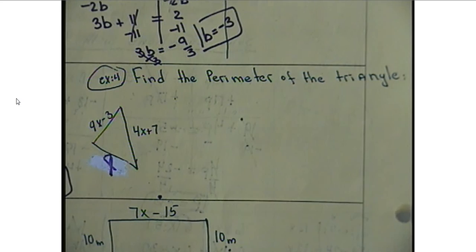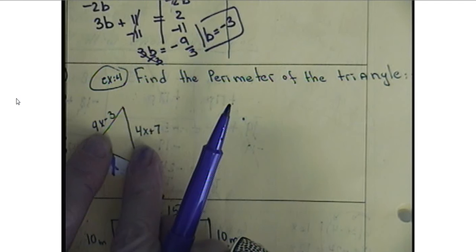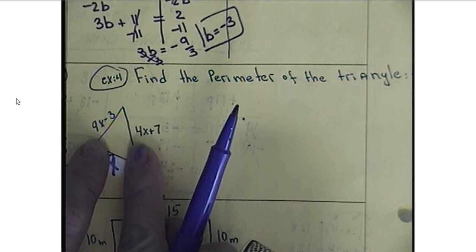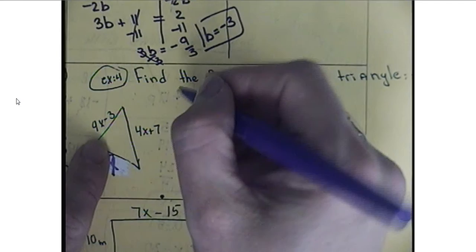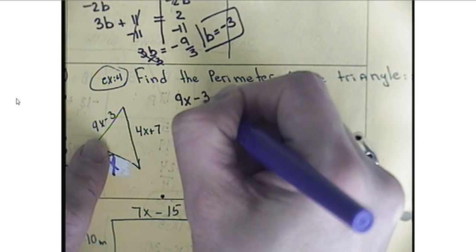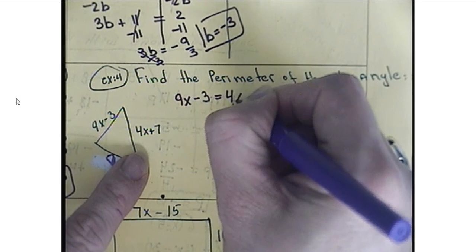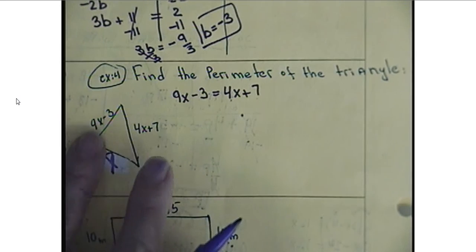So here's what I'm talking about. First thing, let's make those two equal as an equation. So it's going to be 9x minus 3 is equal to 4x plus 7. So look at this. Left side is equal to the right side.